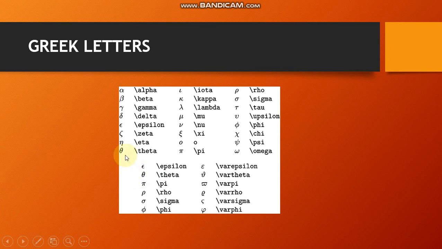Now, the other symbols are commonly used in the subject of statistics and probability. The theta, the, what else? Sigma, rho, tau, chi. Yeah, those.